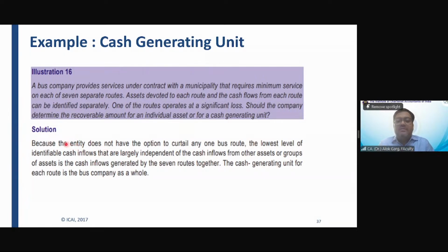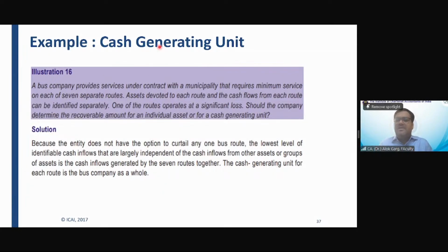So the answer is right. It is at the CGU level because the entity does not have the option to cut down any one bus route. The lowest level of identifiable cash flows, which is independent of the cash flows of other assets or groups, is the cash inflow generated by the 7 routes put together. The cash generating unit for each route is the bus company as a whole. Meaning, 7 buses put together is the cash generating unit.